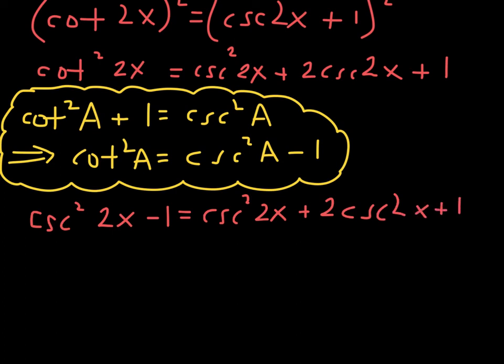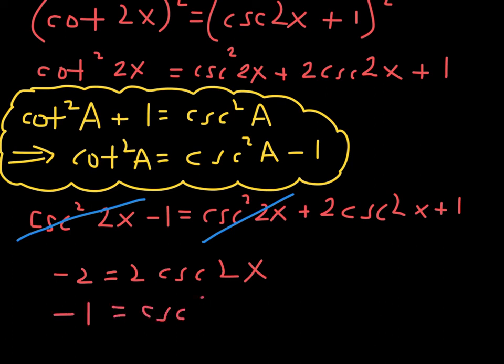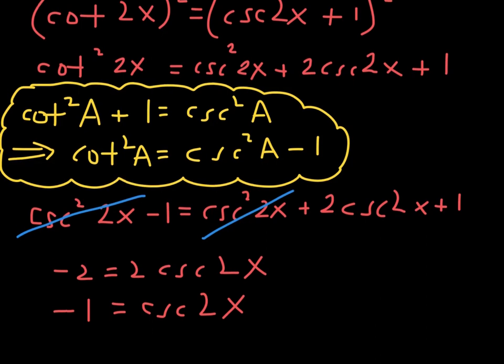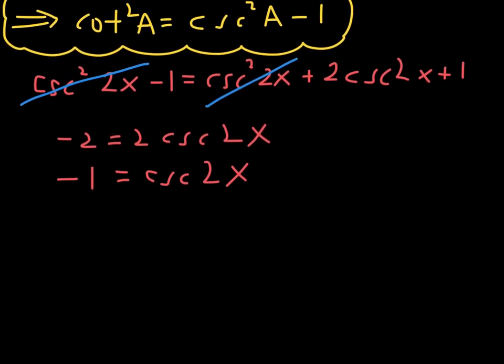Now, this is the cool thing here. Notice that you got cosecant squared of 2x on the left-hand side, cosecant squared of 2x on the right-hand side. And so this whole equation is written now in terms of just cosecant of 2x. I'm going to subtract 1 from both sides. When I subtract 1 from both sides, I get negative 2 is equal to 2 times cosecant of 2x. When I divide both sides by 2, I get negative 1 is equal to cosecant of 2x. Man, this thing started off to be a lot, and then it turned out to be not that much, right?